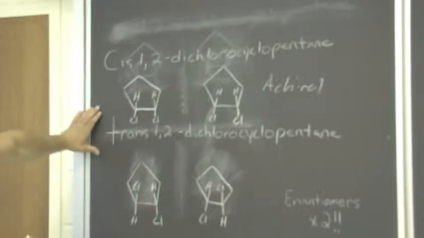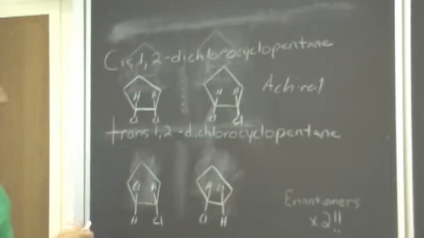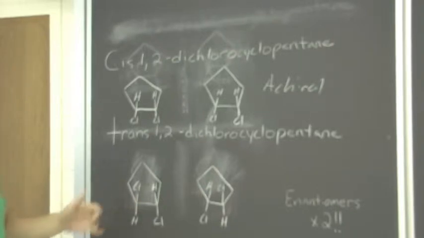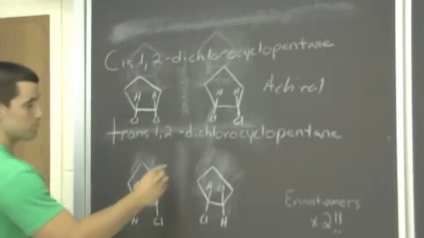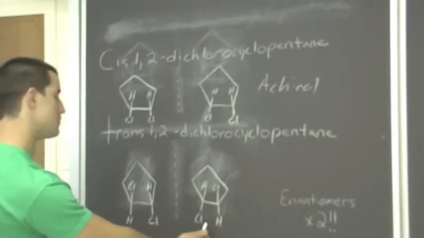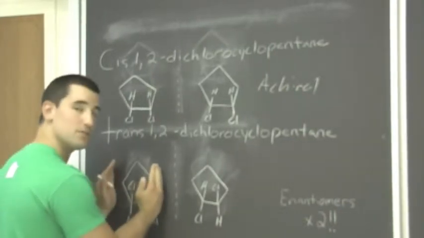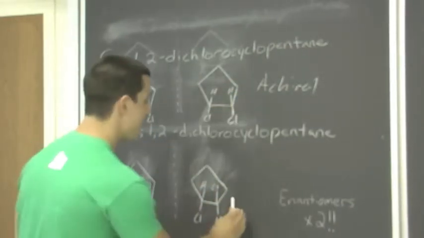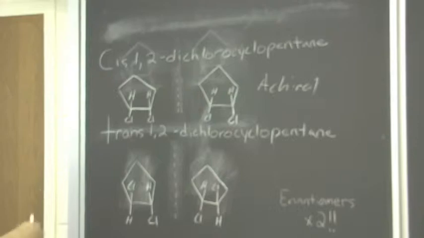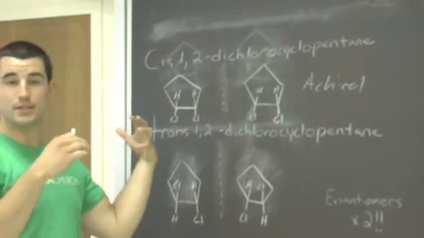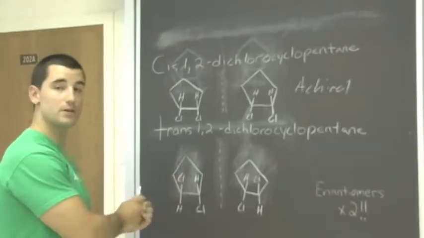Now looking at the trans version of 1,2-dichlorocyclopentane, you can see the chlorines are anti and the H's are anti. If we put that across a mirror, boom, we get a different molecule here. We cannot shift this over and create the same thing like we were able to do up here. That means it's an enantiomer. An enantiomer is a molecule which is different from its mirror image.